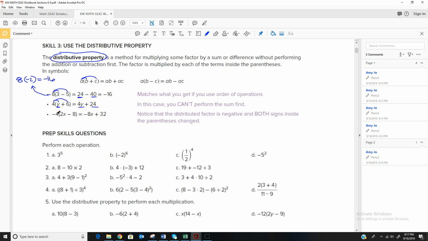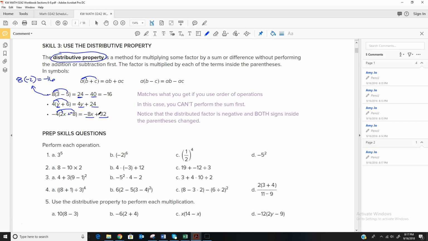And then the next one also has a variable in it. Negative 4 times 2x gives us negative 8x. I'm sorry, not 2y, 2x. Negative 4 times 2x gives us negative 8x. And then negative 4 times, be careful, this is a negative 8. It's like plus a negative 8. And so a negative times a negative gives us a plus 32.